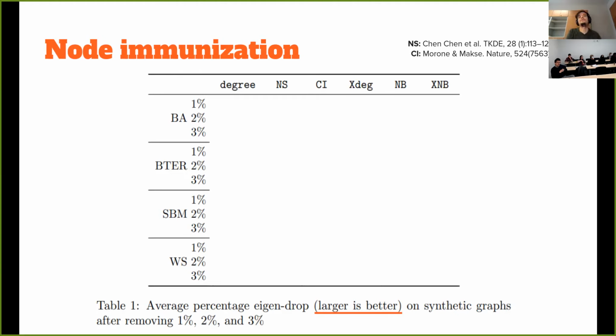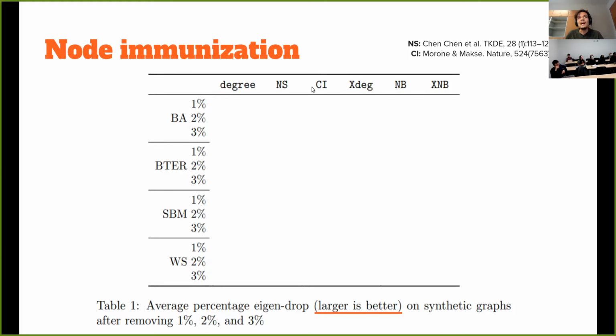I'm going to remove nodes based on this NS centrality, which is called the NetShield quantity in this paper, which is essentially derived in a very similar way to what we have done, but it's targeting the leading eigenvalue of the adjacency matrix rather than the leading eigenvalue of the non-backtracking matrix.